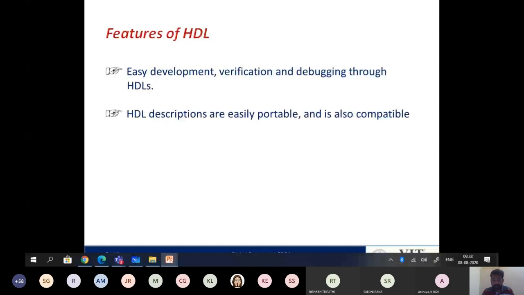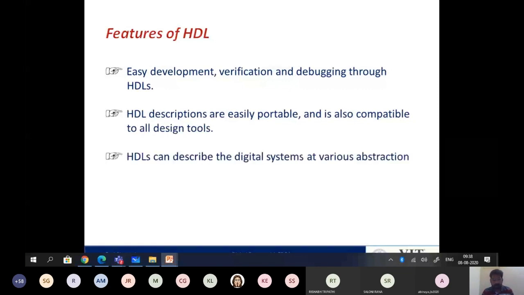So I'm right now using Cadence. I want to use this HDL in Synopsys. Yes, I want to use this HDL in Intel Quartus. So you can easily port from one tool to the other tool, and it is compatible with all design tools. And it can describe digital systems at various abstraction levels and also with hierarchical modeling.